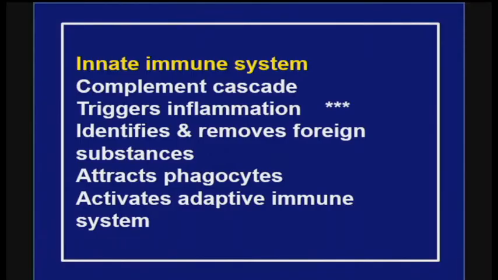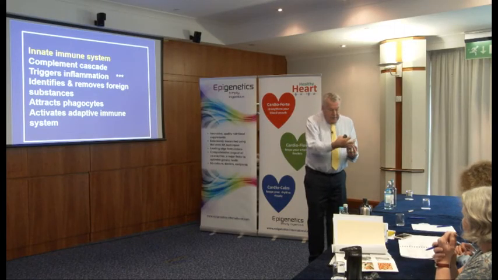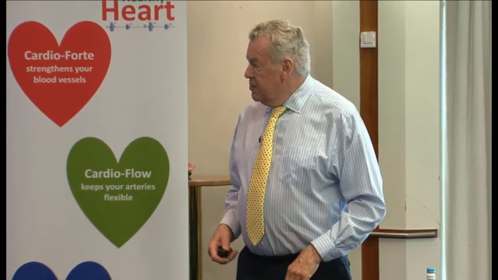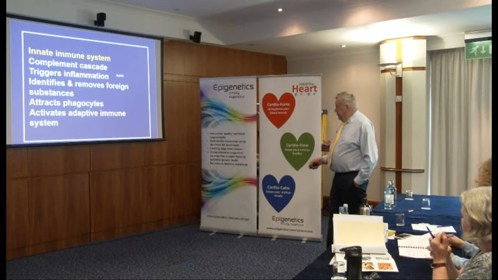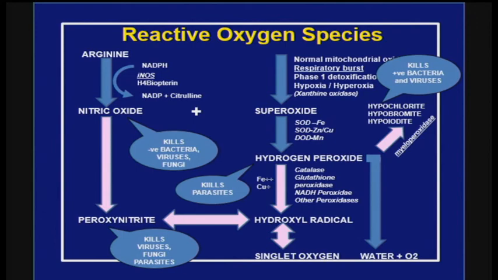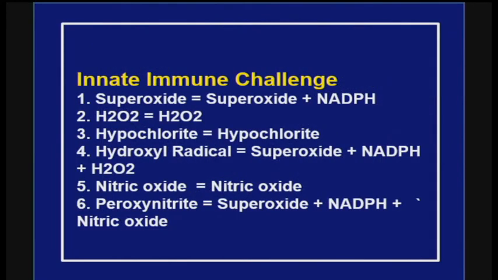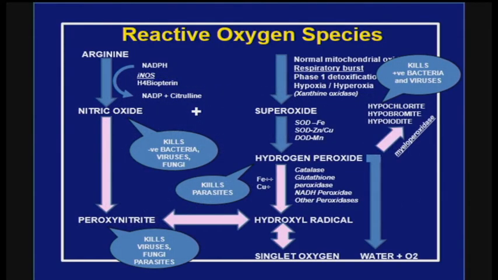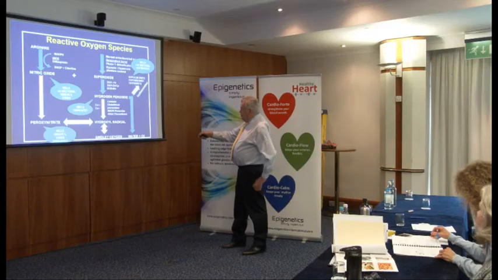The innate immune system triggers inflammation. It identifies and removes the foreign substance. It attracts phagocytes, mainly the neutrophils and macrophages, which basically go in, engulf the bacteria or the foreign invader, spray it with reactive oxygen species, and then digest it and spit it out as pus. So we're familiar with this from this morning. So it's the same process here of us utilizing this pathway here for the gram positives and this pathway for the gram negatives or the bacteria.